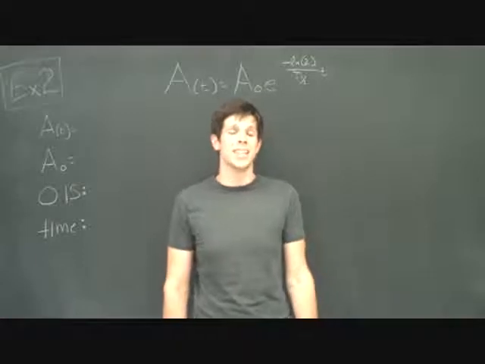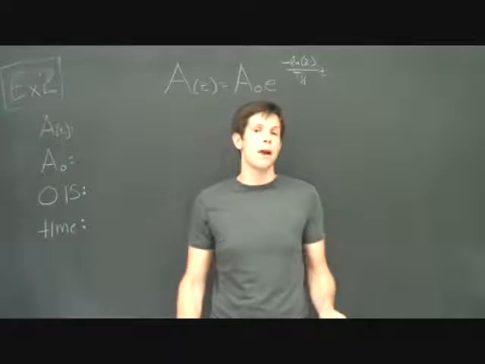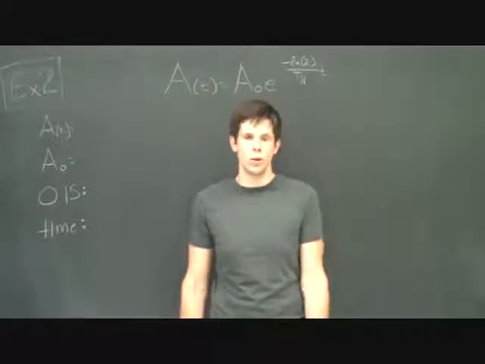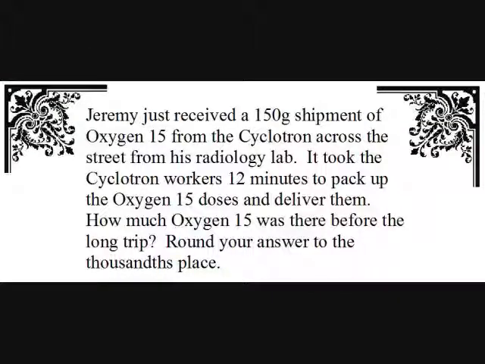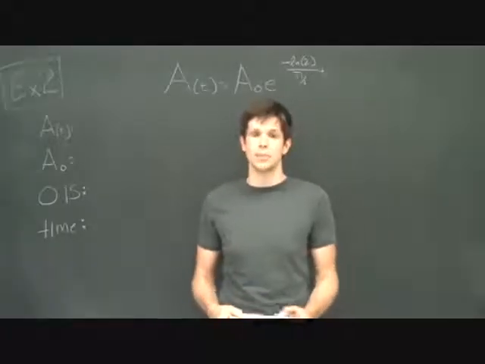Now let's look at our second example. This example is a little bit more challenging because it's kind of a backwards problem, and I'll talk about that as we go through it. The text says, Jeremy just received a 150-gram shipment of oxygen-15 from the cyclotron across the street from his radiology lab. It took the cyclotron workers 12 minutes to pack up the oxygen-15 doses and deliver them. How much oxygen-15 was there before the long trip across the street? And once again, we want to round our answers to the thousands place.